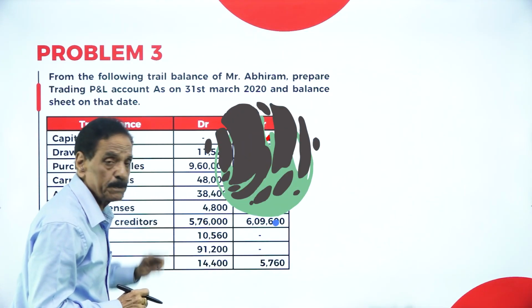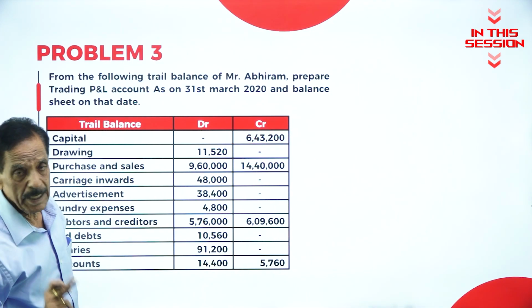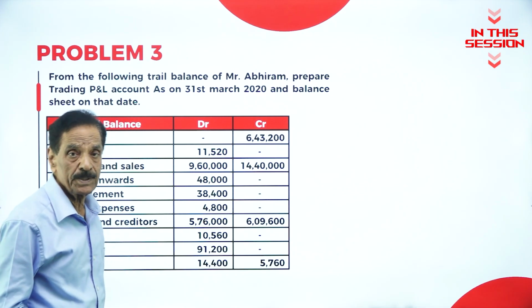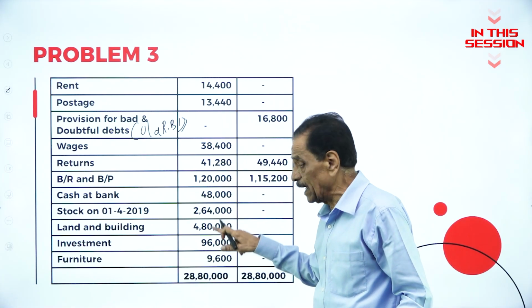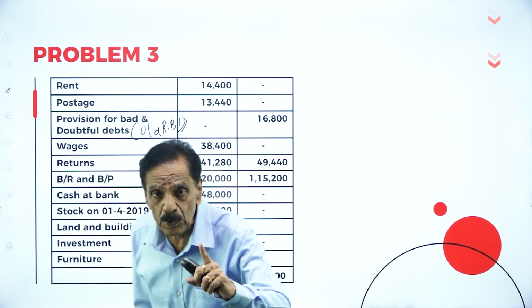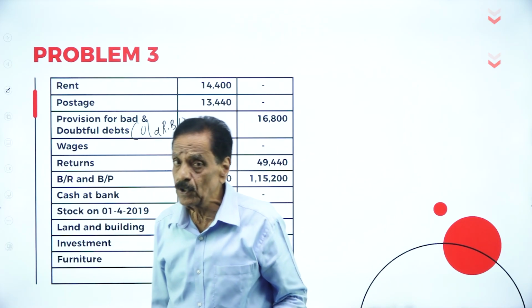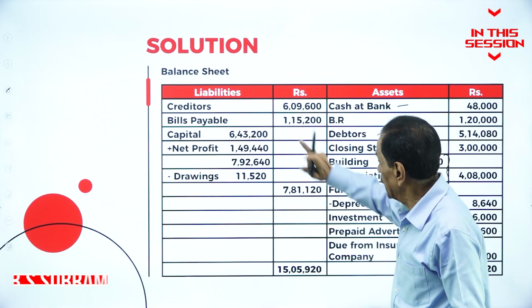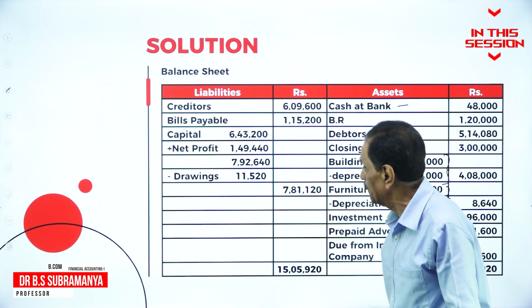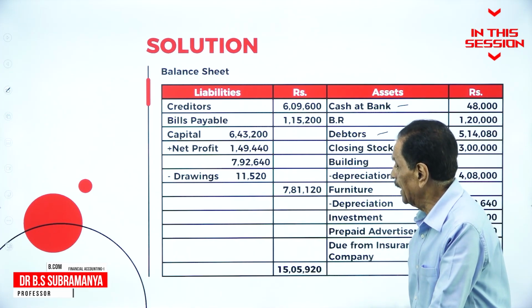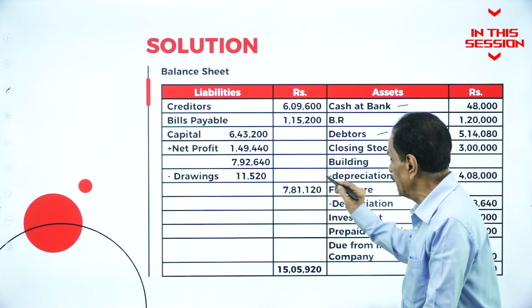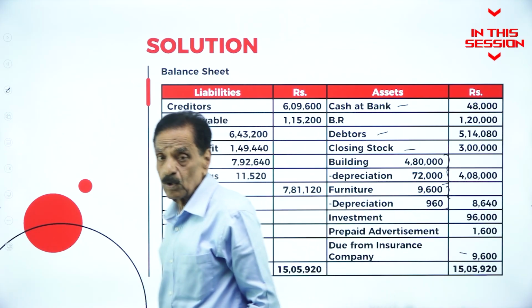Debit side shows the expenses, credit side shows the income. Debit side shows the asset, credit side shows the liability. The items in the trial balance should appear only once. The items in the adjustment should appear twice. Creditor is a liability, BP is a liability. We start with the capital. The profit should be added. Drawing should be deducted is 7,81,120.